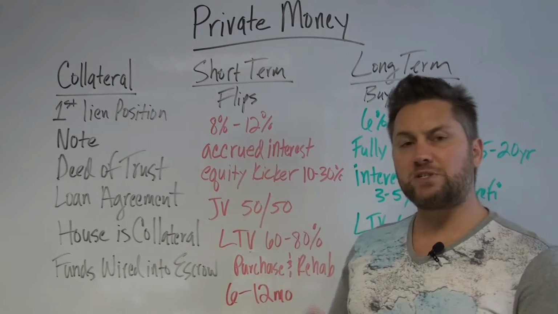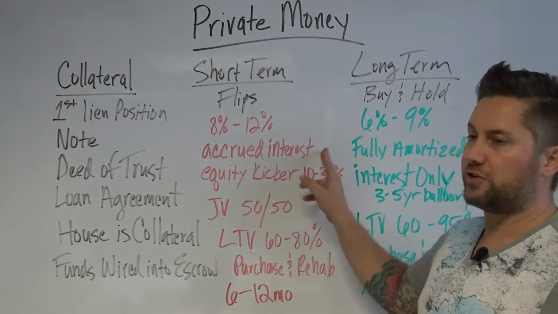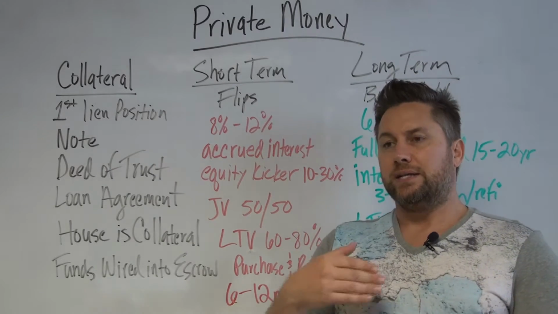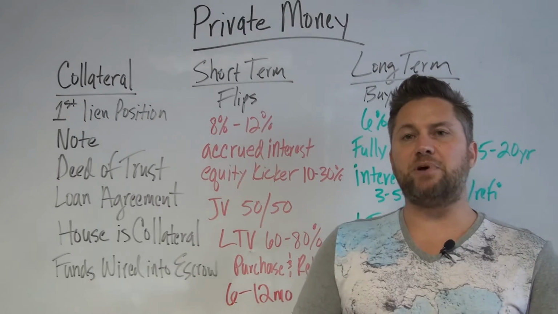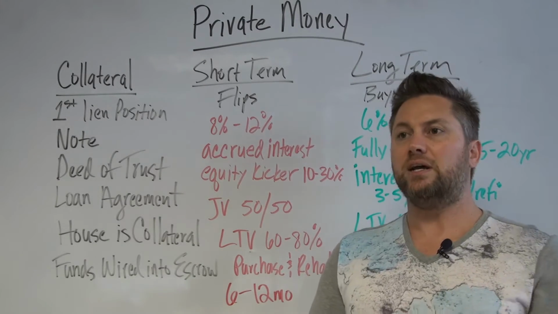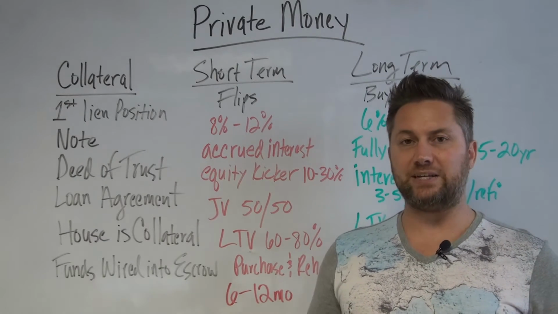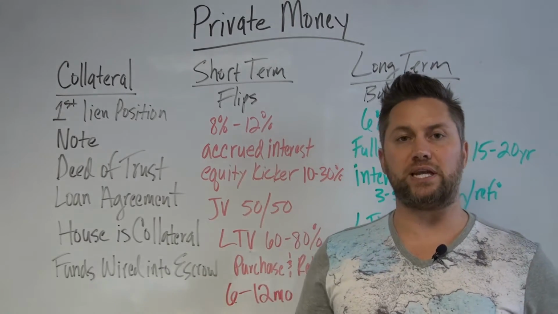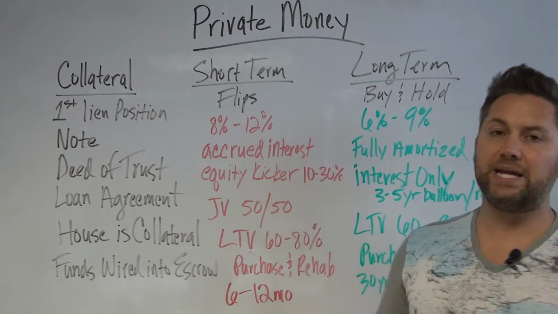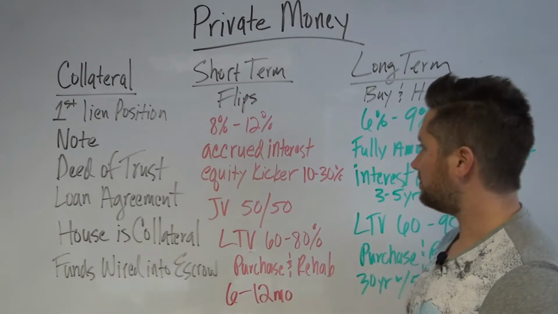So 8 to 12% on flips is pretty much typical. Accrued interest, this is one of my favorites here. Accruing the interest just means that, yes, interest is accruing daily, but you're not going to make that payment, so you basically have no payments until you sell the property. So if it takes you 5-6 months to get the deal done, at the time of closing is when you basically pay all your interest. So that's what accruing interest is. It just means that you're going to pay them once the deal is done.